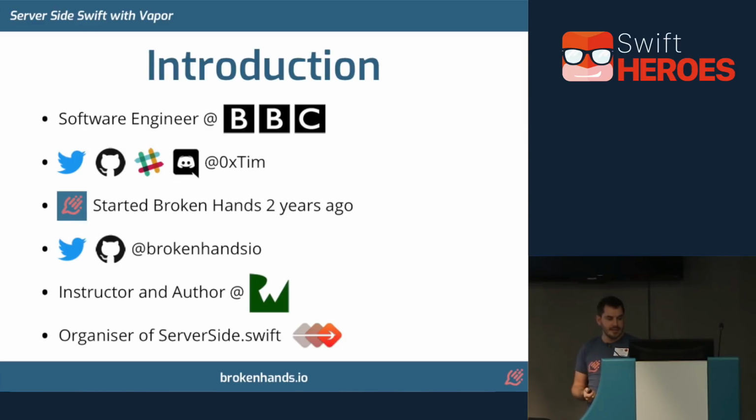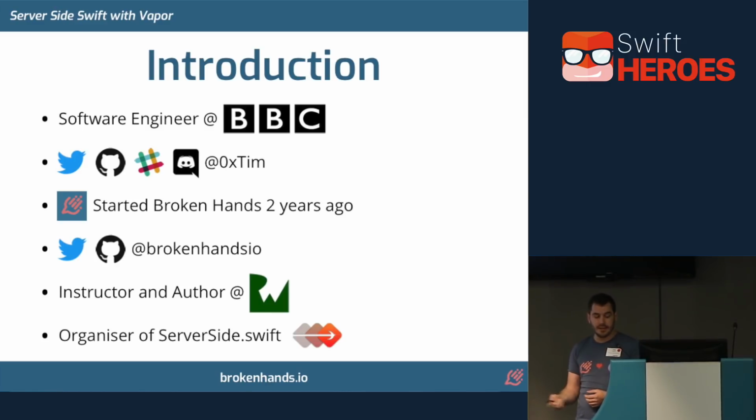I also started a company called Broken Hands a couple of years ago to do kind of side projects and stuff like that. But these days it is all exclusively working on Vapor. So I do training courses and workshops, video stuff, and that's all Vapor through Broken Hands. I do a lot of open source projects with them as well. And you can find that on GitHub under the Broken Hands IO handle.